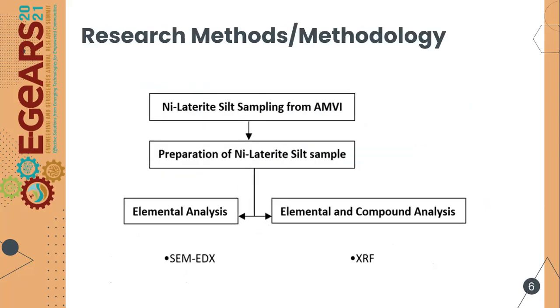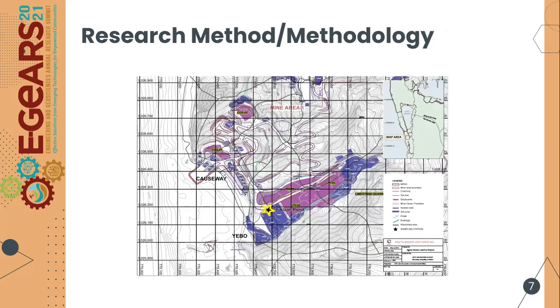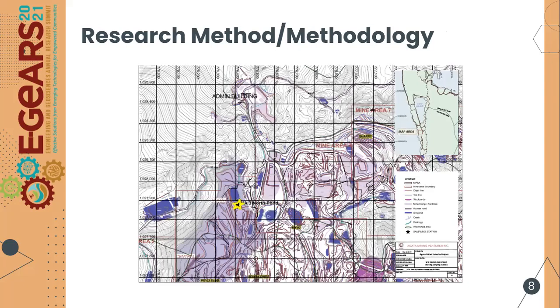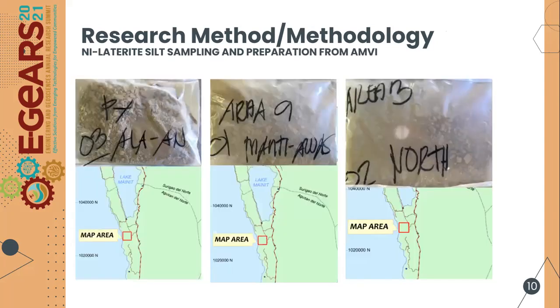3 kilograms of samples were taken from each siltation pond, namely the PY Alaan, the Area 9 Mantiawas, and the Area 3 North by Ambis Mines Department. The nickel laterite silt samples were collected from ponds at areas near bodies of water. The samples were then prepared by Ambis Assay Department through oven drying at 105 degrees Celsius. All three samples were initially dried for 12 hours and were dried continuously until their constant weights were achieved.